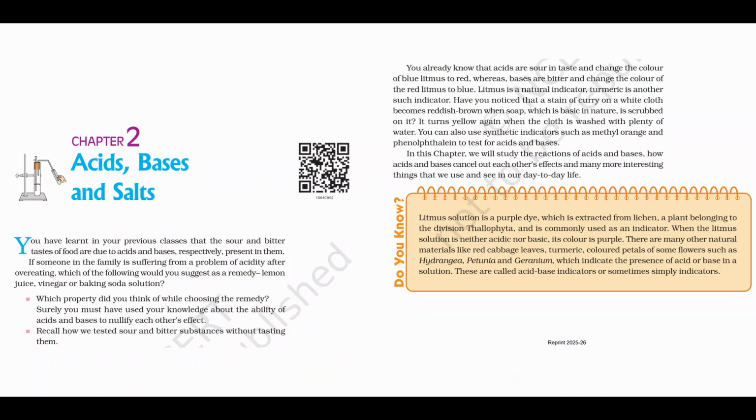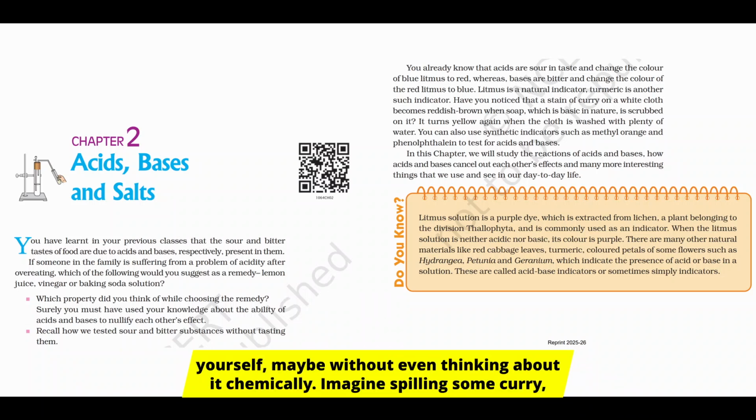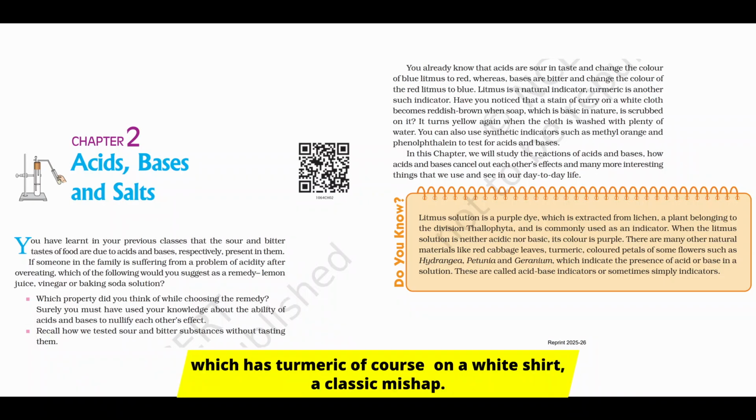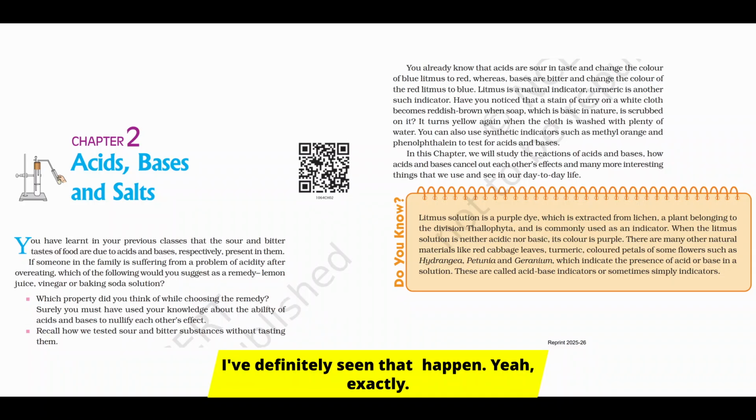You mentioned household items. Yes, another fantastic one, literally found in almost every Indian kitchen, is turmeric, haldi. You've probably seen its indicating properties yourself, maybe without even thinking about it chemically. Imagine spilling some curry, which has turmeric, of course, on a white shirt, a classic mishap. When you go to wash it and scrub soap, which is typically basic, onto that yellow stain, what happens? It turns reddish-brown. I've definitely seen that happen.